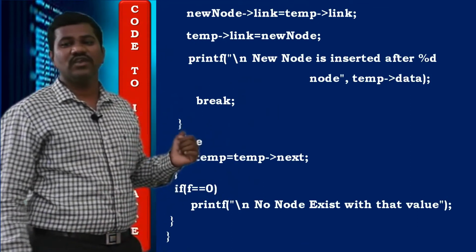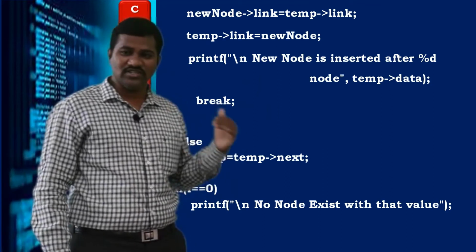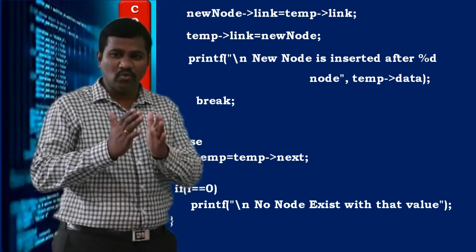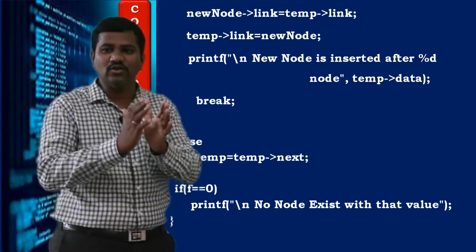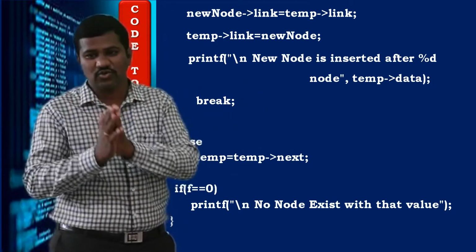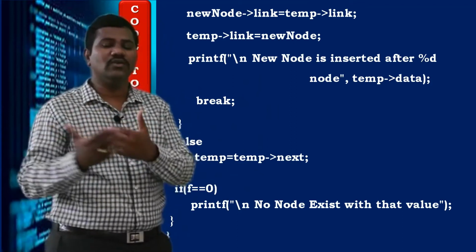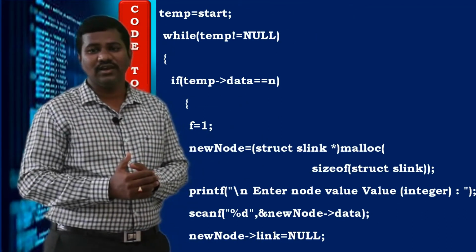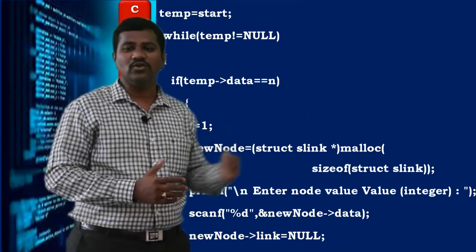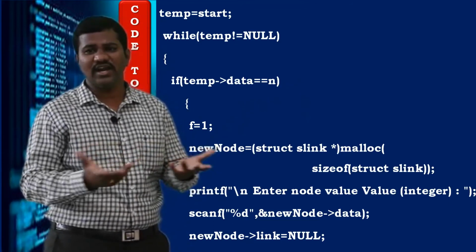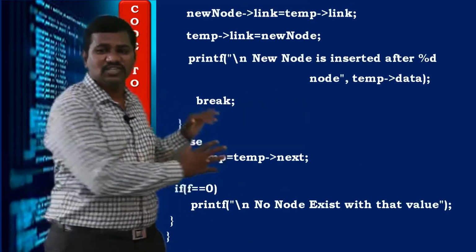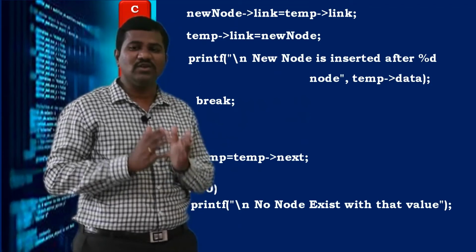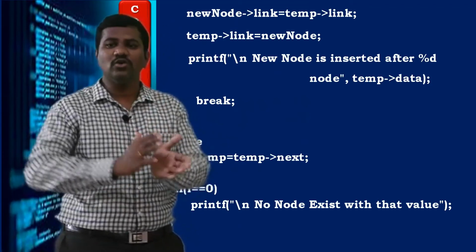In the else part, what do we have? I'm moving one instruction: temp arrow link is assigned to temp, so that I'm moving from the current node to the next node. After moving, the next node value is 20. 20 is equal to n, which is 200? The condition is false again, and it doesn't enter into the if part. So it goes to the else part again, where we move from the 20 node to the 30 node.